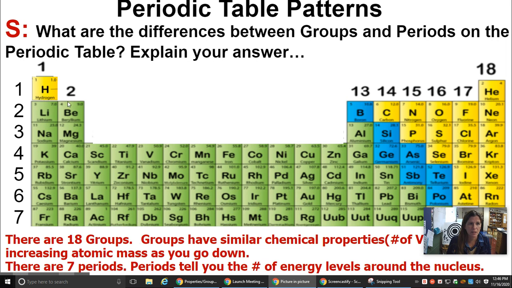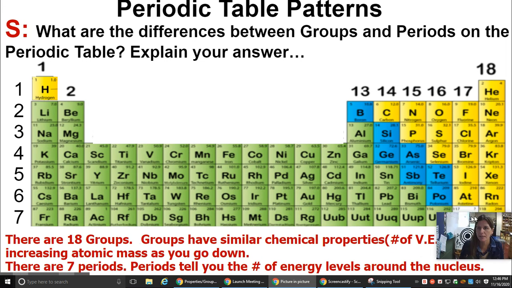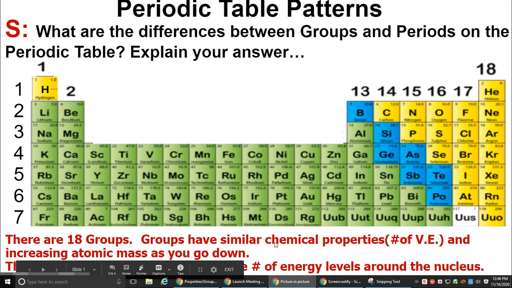This is group 1, group 2, group 13, they all have 3 valence electrons, group 14 with 4 valence electrons, group 15, 5, group 16, 6, group 17, 7, group 18, 8. There are 7 periods on the periodic table. So this number represents a period.